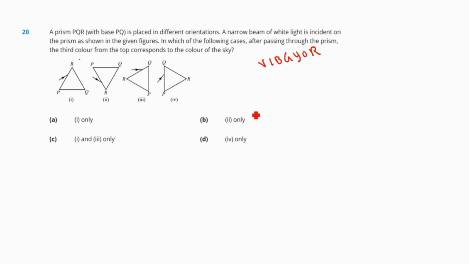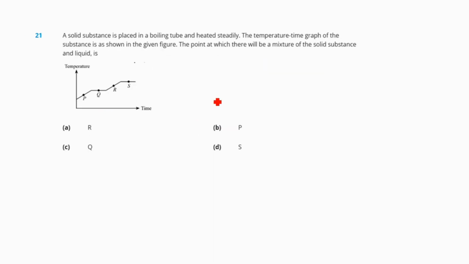So when the prism is inverted, then the third color will be blue. Okay, when it is inverted, that is the color of the sky. So our correct answer should be option number 2. Okay, and B is our correct answer. Question number 21. A solid substance is placed in a boiling tube and heated steadily. The temperature time graph of the substance is as shown in the given figure. At which point will there be a mixture of solid substance and liquid?